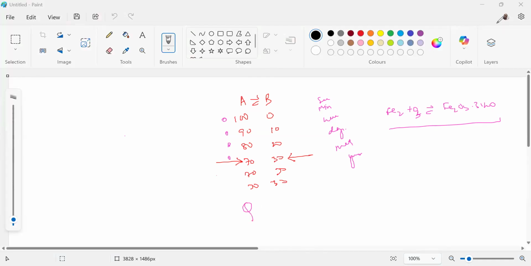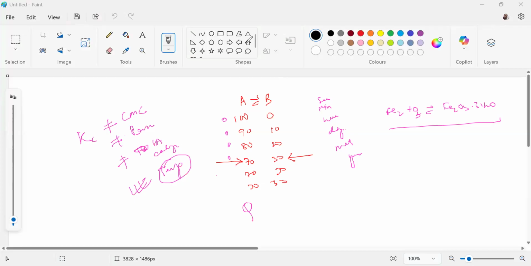Now note down a very important thing: the equilibrium constant does not depend upon concentration change, does not change with pressure change, does not change with the surface area. It doesn't change with catalyst. It only changes with temperature, right? Fine. Note down this, right? So the equilibrium constant only changes with temperature.